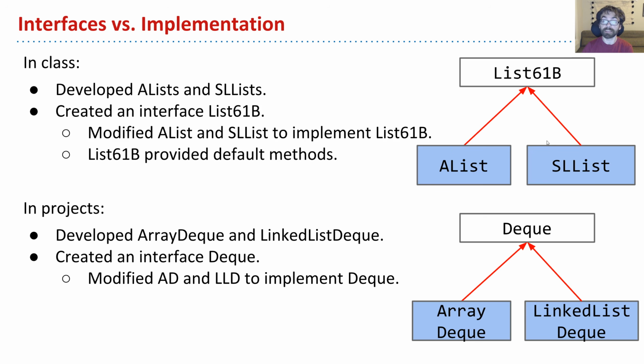AList or SLList. And each of these has a really different idea of how that list should be implemented. AList is based on arrays, in particular resizing arrays, and SLList was based on a linked list. We could also have a DLList, a doubly linked list, and many other things you might imagine. In the projects, what you did is you created a Deque interface, and then created an array and a linked list-based Deque. And just as before with the List61B, there are so many other possibilities.